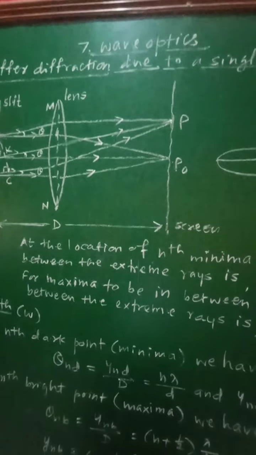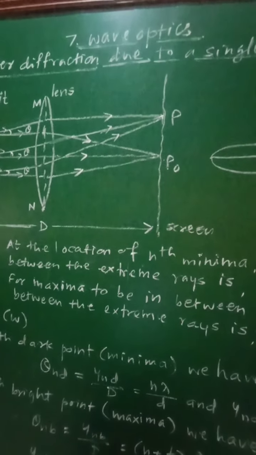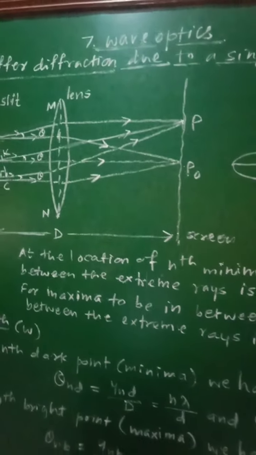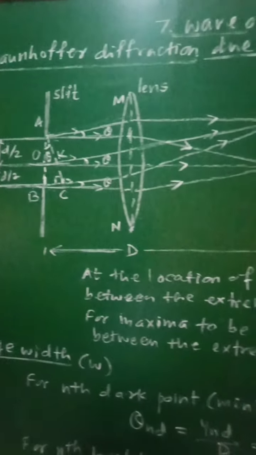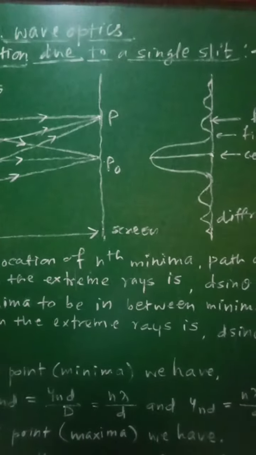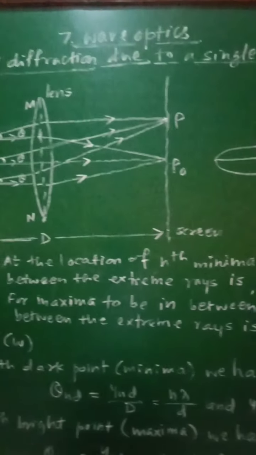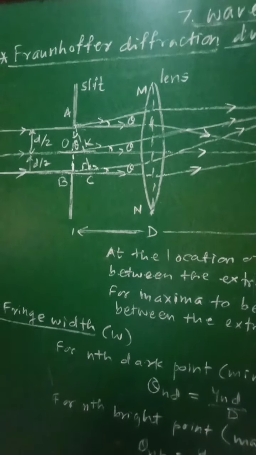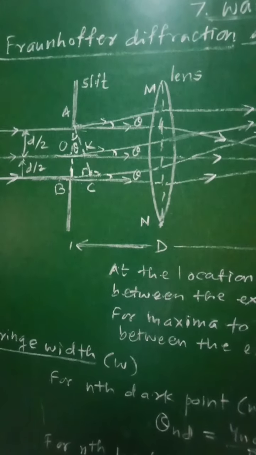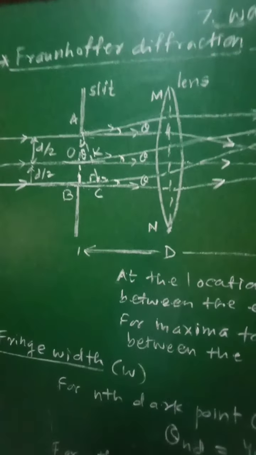Class 12th, Subject Physics, 7th chapter, Wave Optics. From this chapter, let us see Fraunhofer diffraction due to a single slit. As it is Fraunhofer diffraction, the source of light will be far away from the system producing the diffraction pattern.